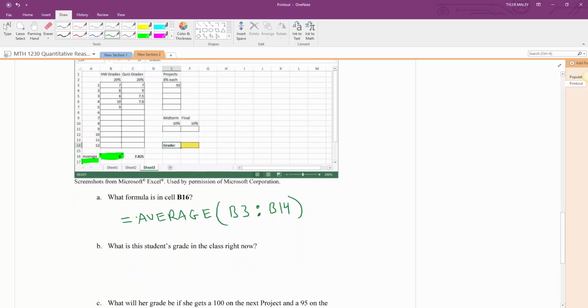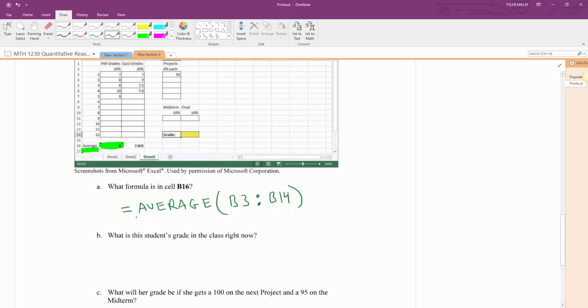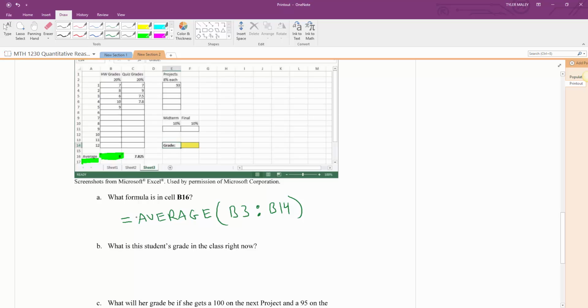In part B, it says, what is the student's grade in the class right now? What you want to pay attention to is what assignments have we done so far. We've completed these homework scores, we've completed these quizzes so far. And then also we have one of these projects completed, with the 8% weighting. So you can see the assignment type and also the weighting listed for all of these.